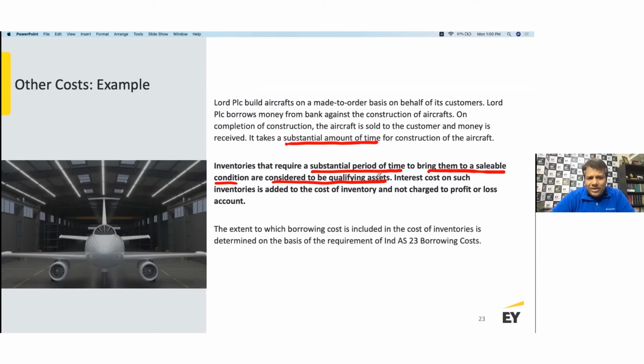Now, the extent to which the borrowing cost is included in the cost of inventory is determined on the basis of the principles as stated in AS 23.